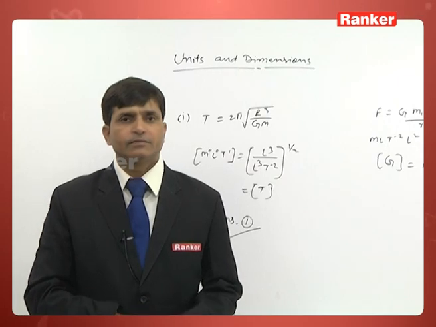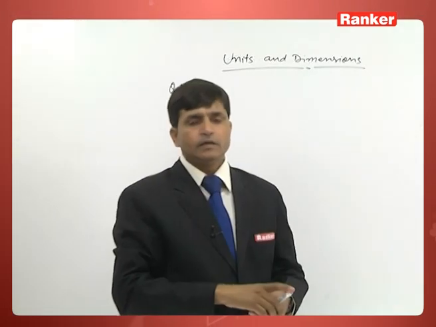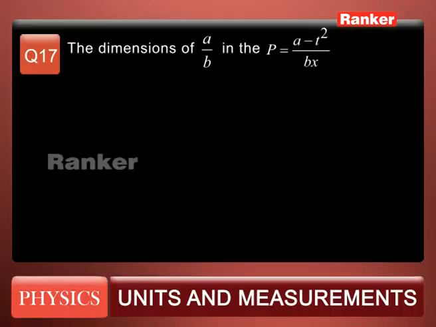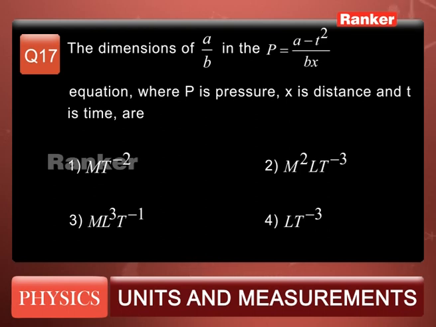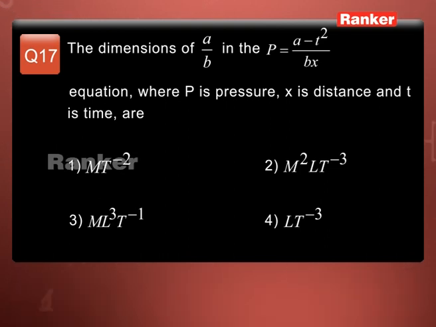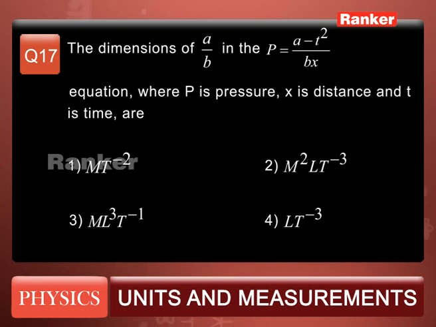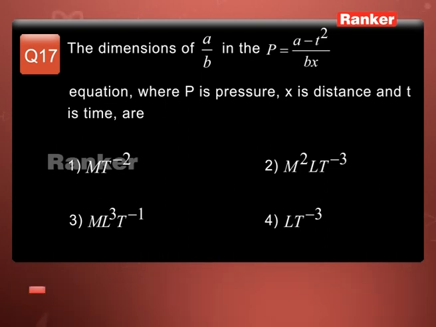Now come to the next problem, question number 17. In the 17th question we have to find the dimensions of A by B in the expression P is equal to A minus T square by Bx, where P is the pressure, x is the distance and T is the time. First option is MT^-2. Second option is M^2 L T^-3. Third option is M L^3 T^-1. Fourth option is L T^-3.